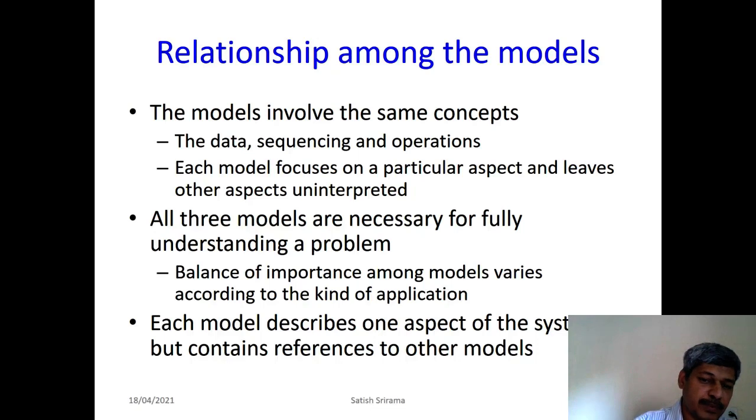The balance of importance of each model also varies according to the kind of application we are developing. For example, for certain applications we may have to focus more on the class model, and for others a little more on the interaction models or even the state models. It always depends on the kind of application. So each model describes one aspect of a system, but contains references to the other models.